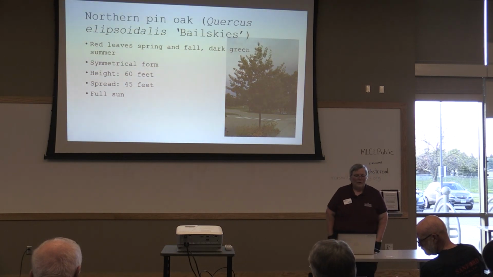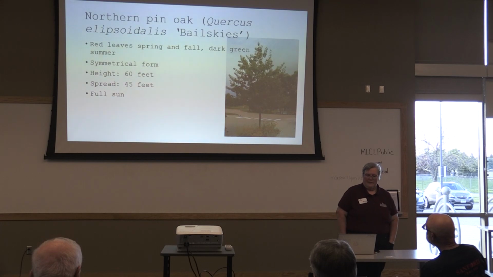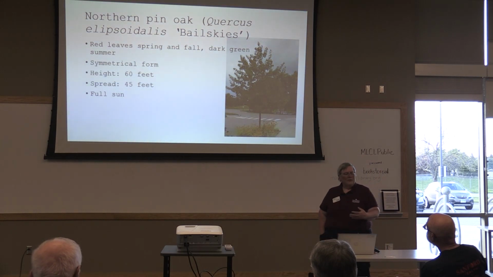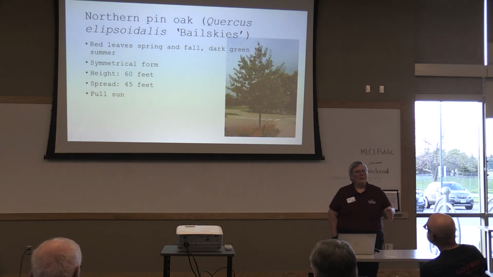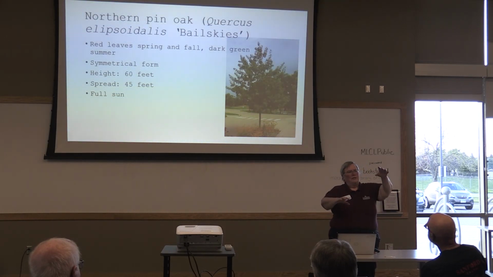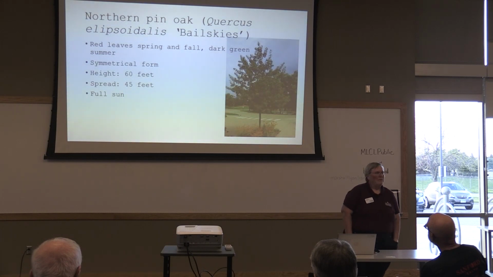Northern pin oak, Quercus ellipsoidalis. The one variety I saw was Balski's. The neat thing about these is they have a red leaf in the fall, and they have dark green in the summer. They're a symmetrical form, so they're kind of uniform shaped. They're not one branch here, one branch there kind of thing. They can get to 60 feet tall, about 45 feet wide, and again, they like full sun.